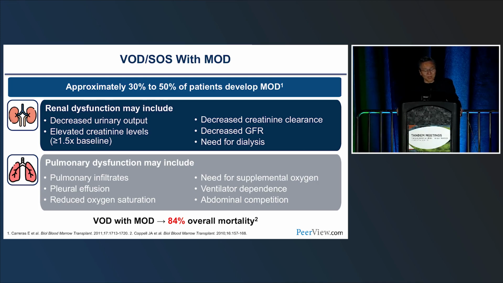So when we think about other organs, renal dysfunction is important. This can be measured by urine output, creatinine, clearance, and obviously if they need dialysis. Pulmonary dysfunction is also something to keep in mind, with infiltrates, effusion, requirement for supplemental oxygen with drop in O2 sats, and ventilator dependence. If they have a lot of ascites, they can have difficulties with breathing because of the abdominal swelling. And the key issue here is if you start to see multi-organ dysfunction, your patient is in big trouble, with 84% overall mortality.